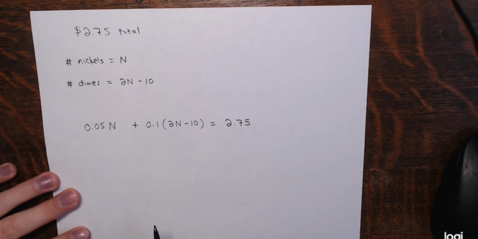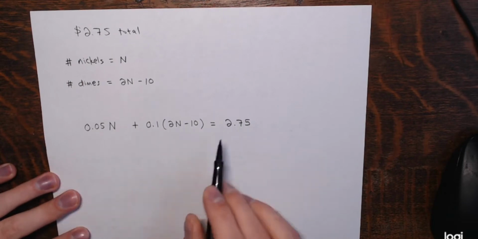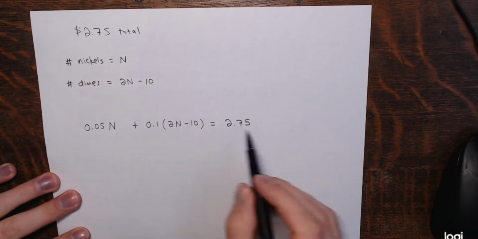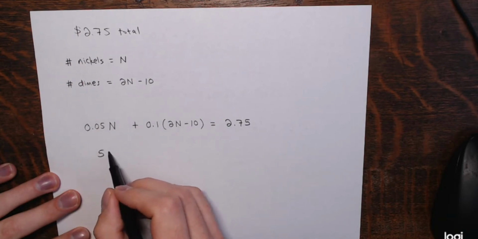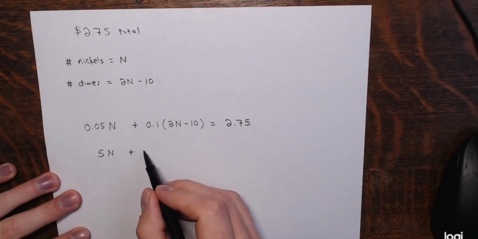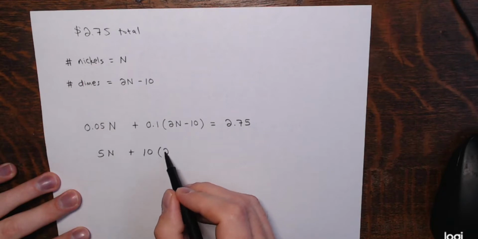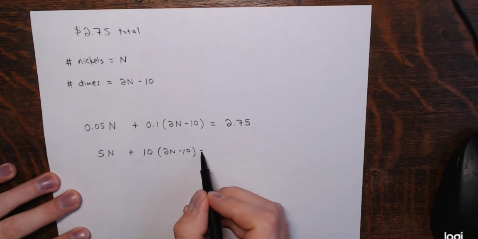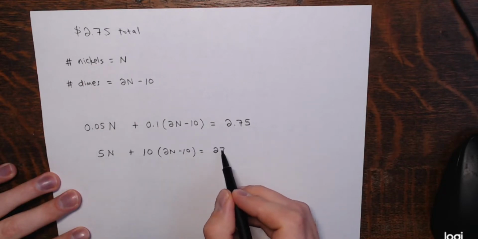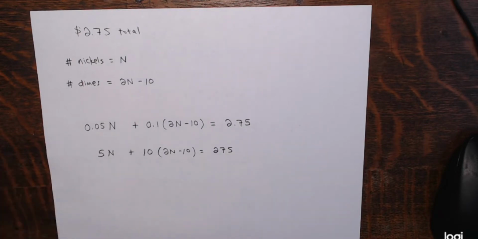Alright, and then once again, if you want to, instead of working with dollars, you want to work with cents, multiply everything by 100, it's 5 cents per nickel, so 5n, 10 cents per dime, so 10 times 2n minus 10, and then this $2.75 would become 275 cents. Right? If you want, you can multiply every term by 100, just to get rid of the decimals.